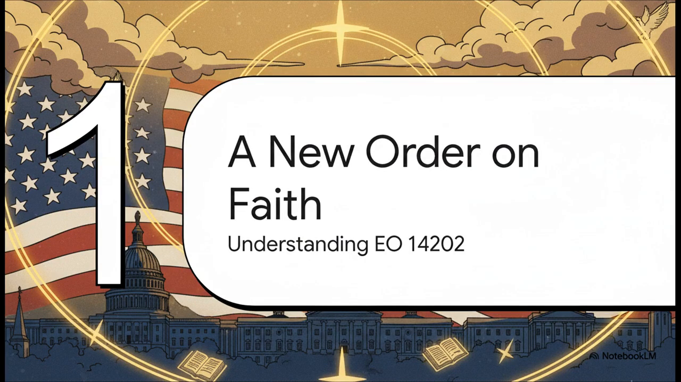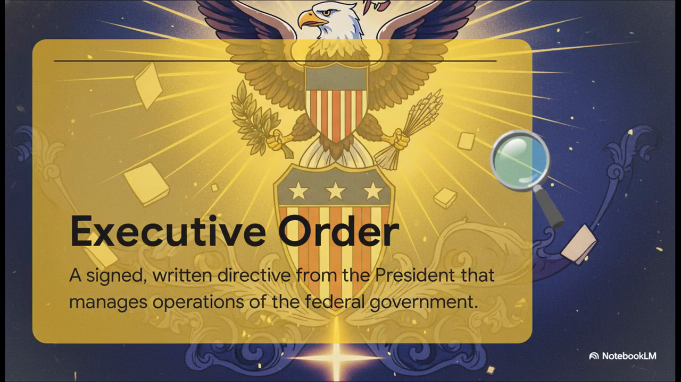Okay, first things first. Section 1, a new order on faith. Let's get right down to the basics. What is this document we're actually talking about? All right, before we dive into this specific order, let's do a super quick refresher to make sure we're all on the same page. An executive order is basically a signed, written directive from the president. It's not a new law, but it tells the federal government how to operate. It's a really powerful tool for a president to shape policy.